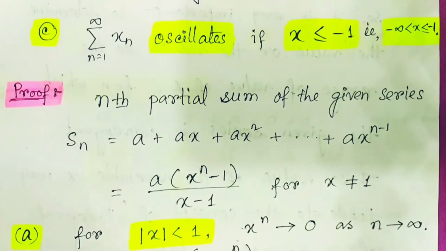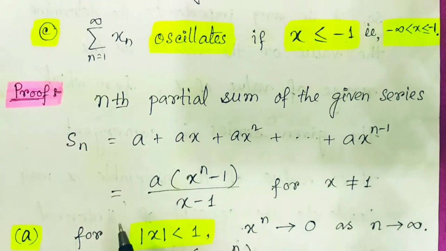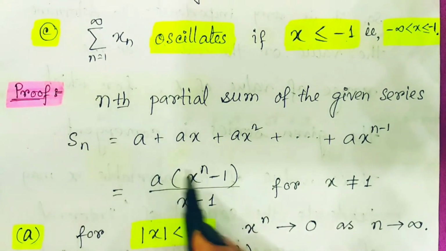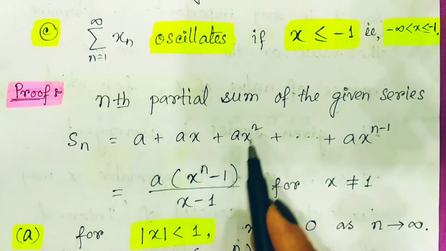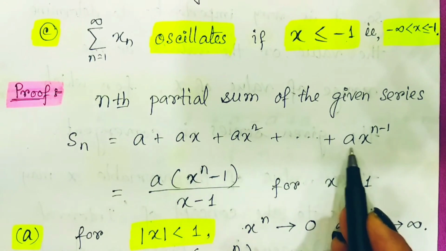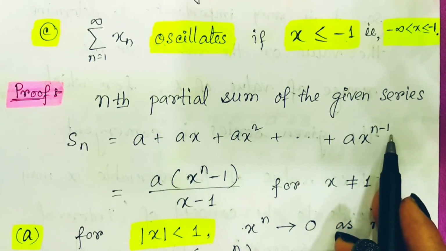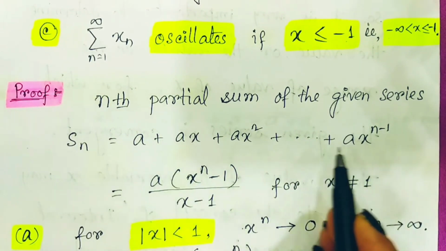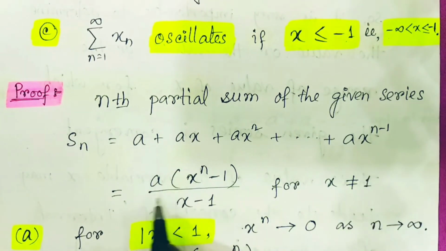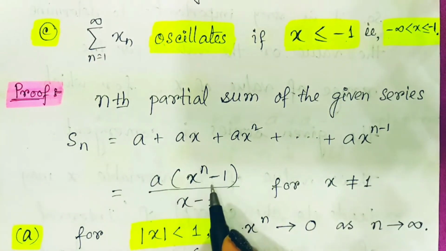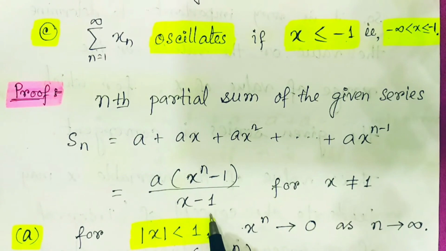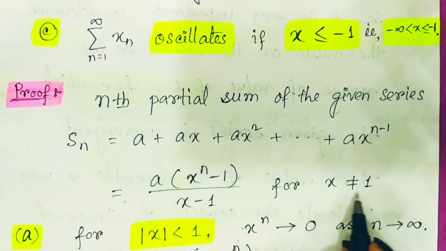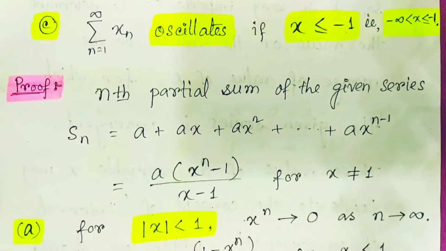When we consider the nth partial sum of the given series, Sn is equal to a plus ax square, and in this way the last term is ax to the power n minus 1. Being a finite series with n terms, its summation is a into x to the power n minus 1 divided by x minus 1, definitely x not equal to 1. Just remember that here the common ratio is x.